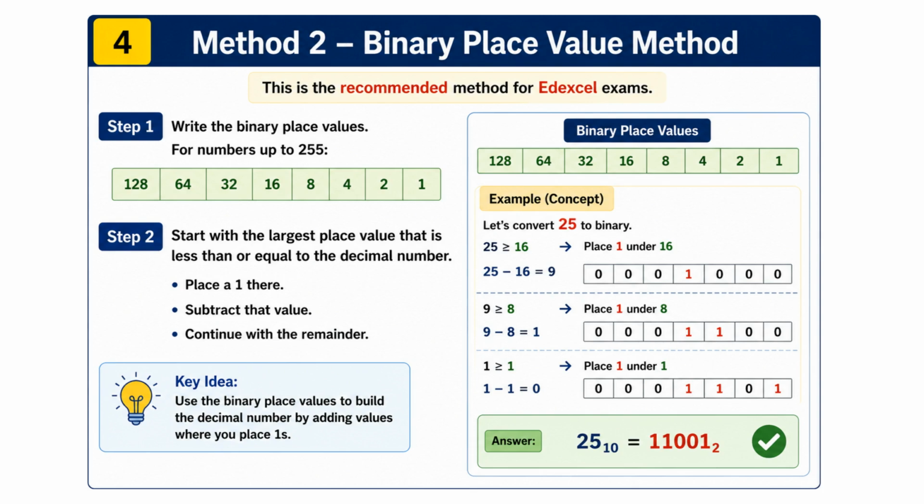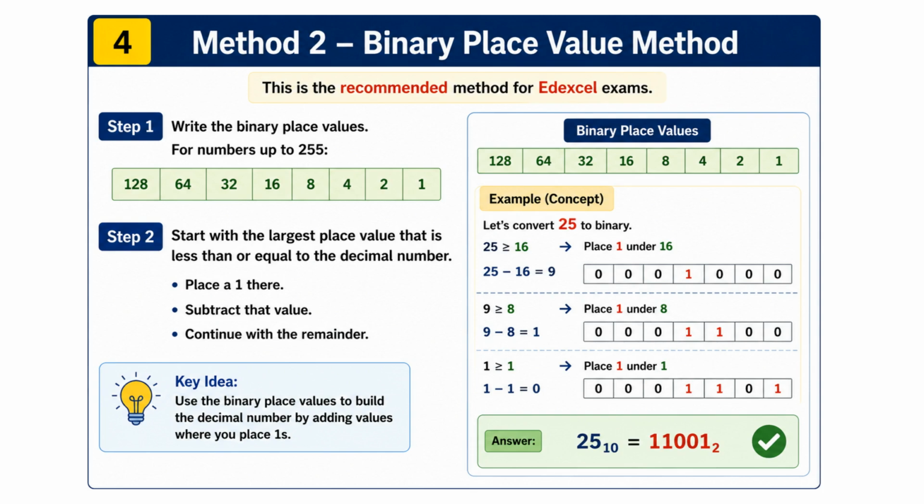It is the recommended method for Edexcel examinations because it is faster and easier once you understand the binary place values. Let's look at the steps. Step 1. First, write the binary place values. For numbers up to 255, the place values are 128, 64, 32, 16, 8, 4, 2, and 1.